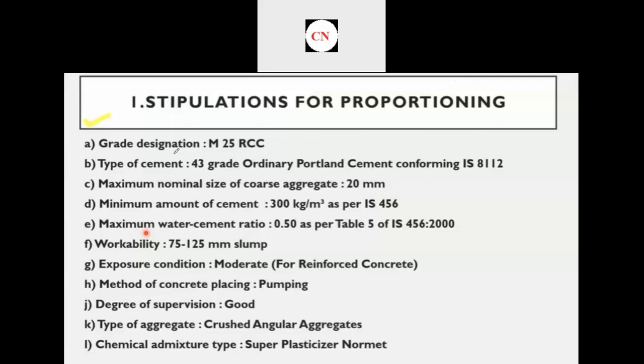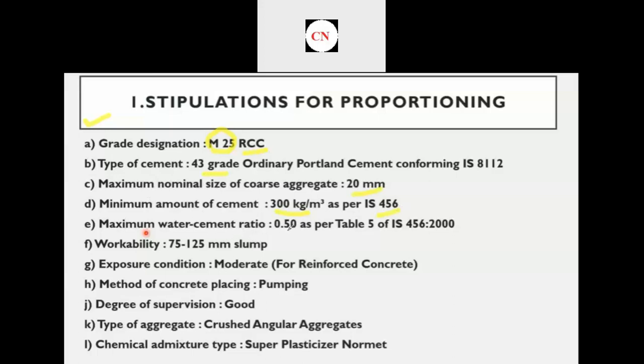So the stipulations for proportioning are as under. Grade designation which is given: M25 grade we are designing. The structure is RCC. Type of cement is 43 grade OPC, ordinary Portland cement. Maximum nominal size of the coarse aggregate is 20 mm. Minimum amount of cement is 300 kg per meter cube as per IS 456.